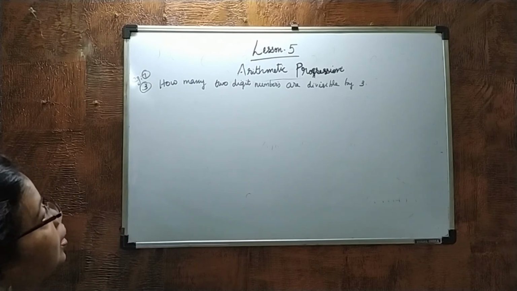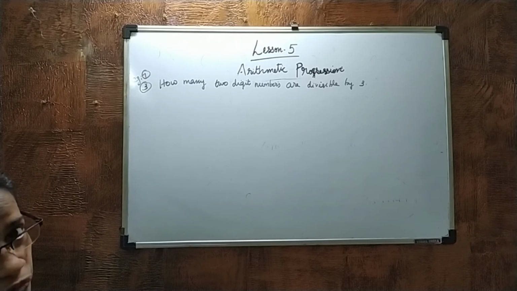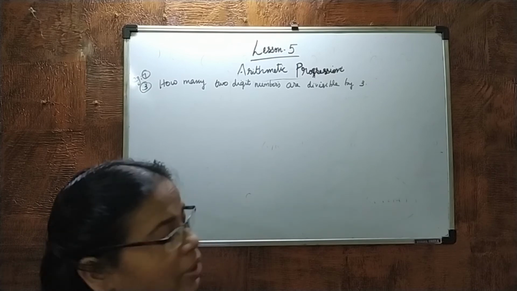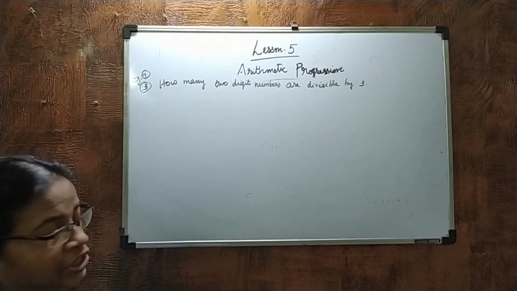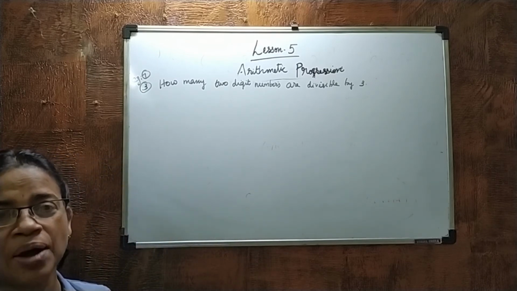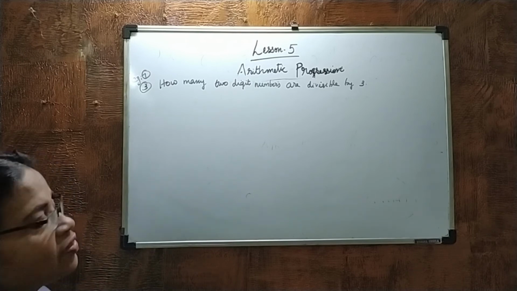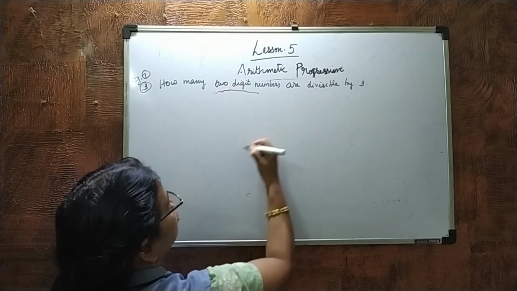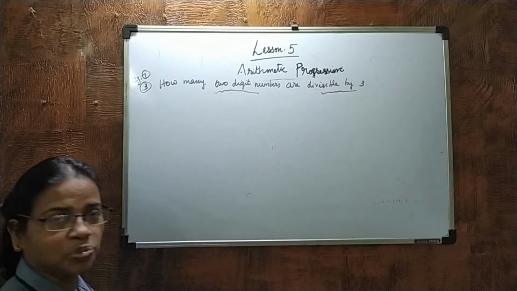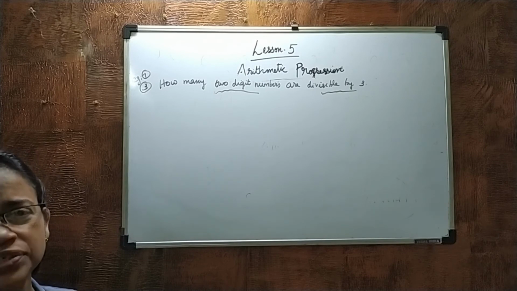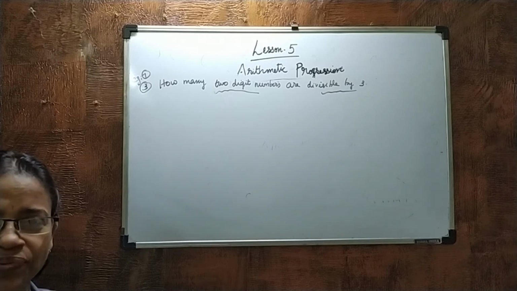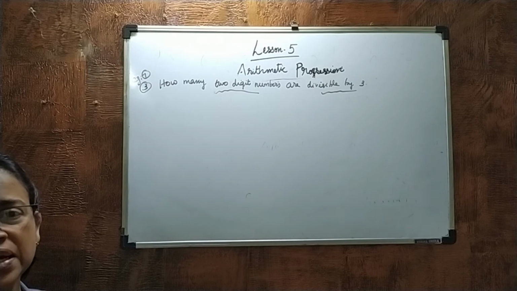Okay. And we are writing the third question for the examples. How many 2-digit numbers are divisible by 3? Means the number of numbers you have to find which are divisible by 3. Here it should be 2-digit numbers, and divisible by 3 also. Divisible by 3 means when you divide, you will get the remainder as 0.